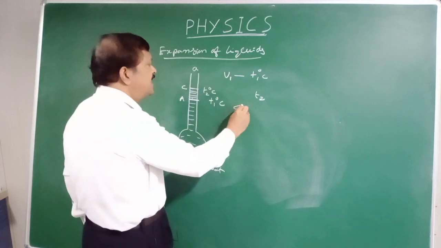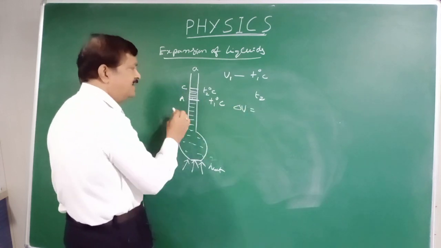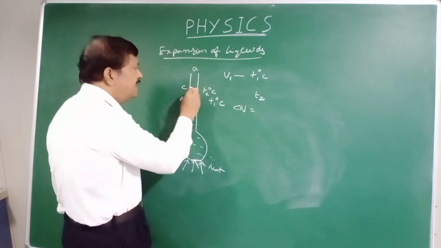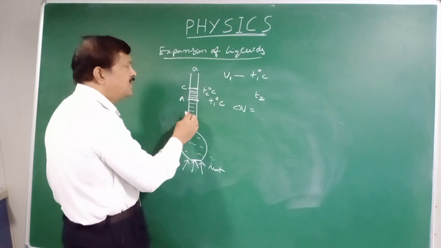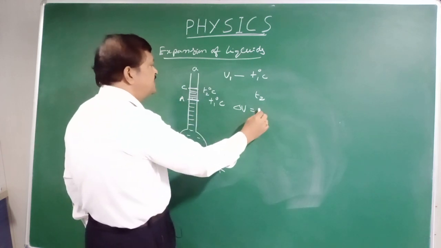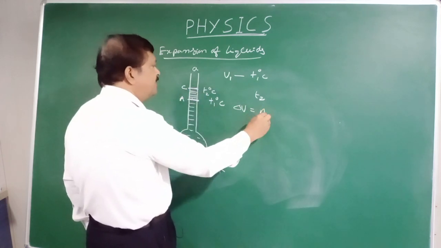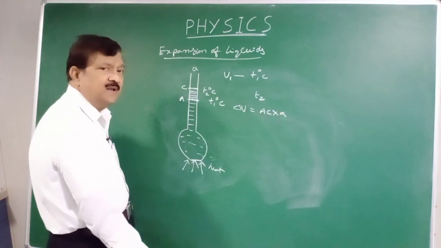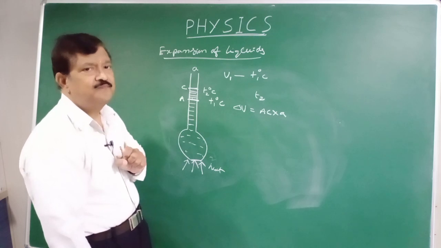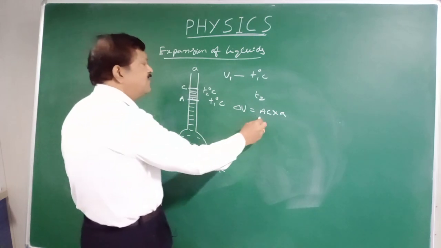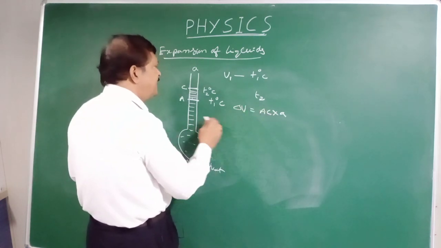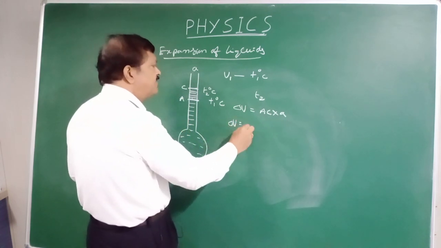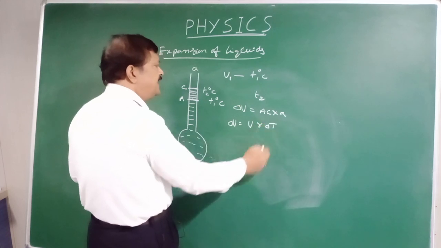Then the change in the volume of the liquid, delta V. If the liquid level is changing from A to C, the change in the volume is the change in the height of the liquid column, that is A to C, multiplied by the area of cross section. So this is the change in the volume. Therefore, because it depends upon the initial volume, we can say that delta V equals V gamma delta T.